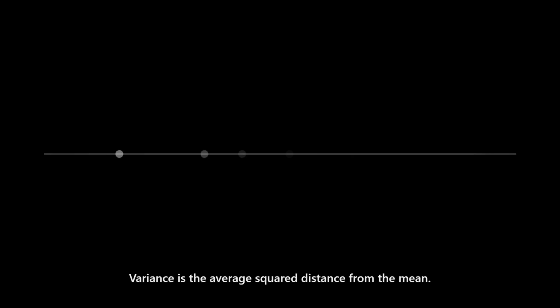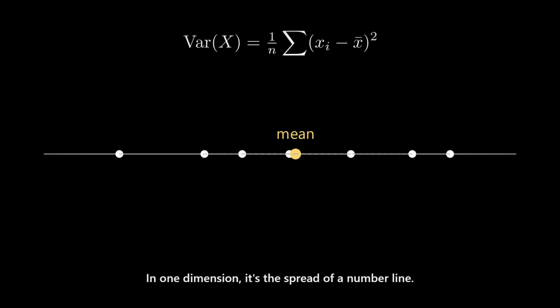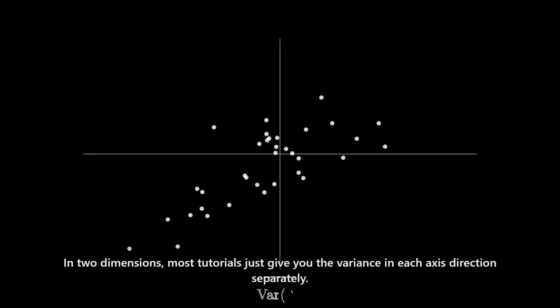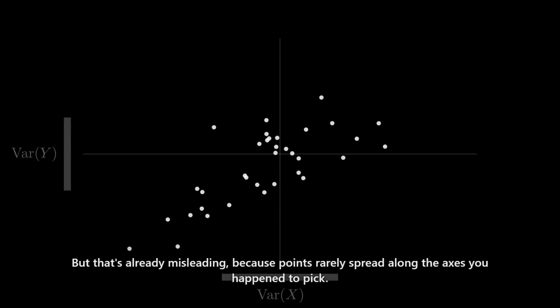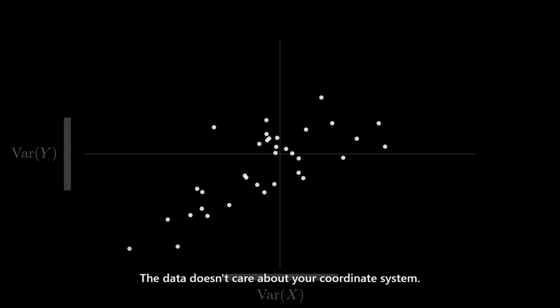So we start there. Variance is the average squared distance from the mean. In one dimension, it's the spread of a number line. Two points close together, variance is small. Two points far apart, variance is big. Nothing fancy. In two dimensions, most tutorials just give you the variance in each axis direction separately. Variance of x, variance of y, but that's already misleading because points rarely spread along the axes you happen to pick. The data doesn't care about your coordinate system.